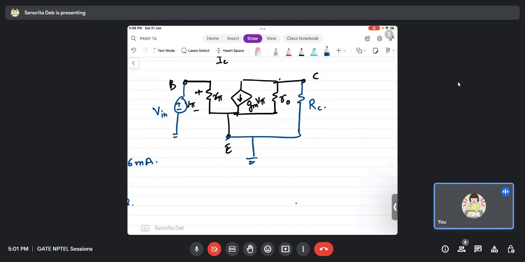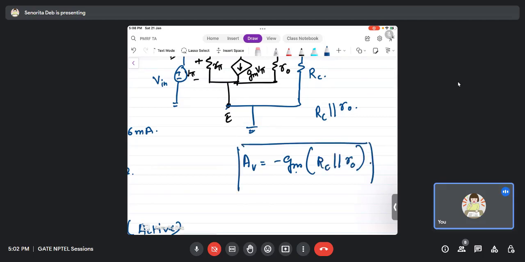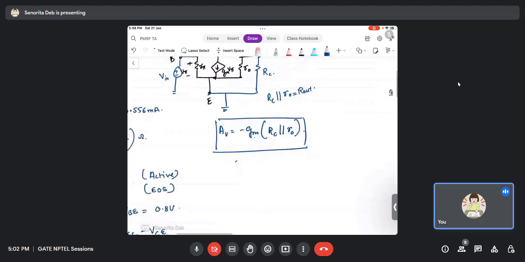Now you can see from here the total resistance is RC parallel to R0, and therefore your voltage gain will now be equal to minus GM times RC parallel to R0. Is this clear? Your output resistance will be RC parallel to R0, R out, and that's why AV is also called capital GM into R out, where capital GM is the entire transconductance of the circuit and R out is the entire output impedance. So here in this case, capital GM is nothing but small gm, and capital R out is RC parallel R0. So this you can write.